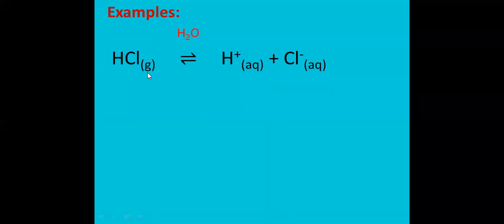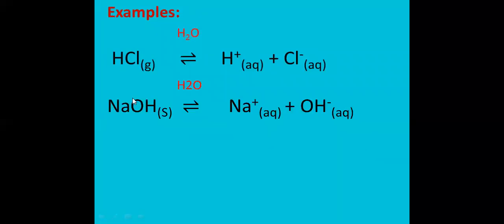Examples of Arrhenius acids and bases. First example is of hydrochloric acid. When we make its solution in water, hydrochloric acid will ionize into hydrogen ions and chloride ions. So as hydrochloric acid in solution will give hydrogen ion, it is an Arrhenius acid.